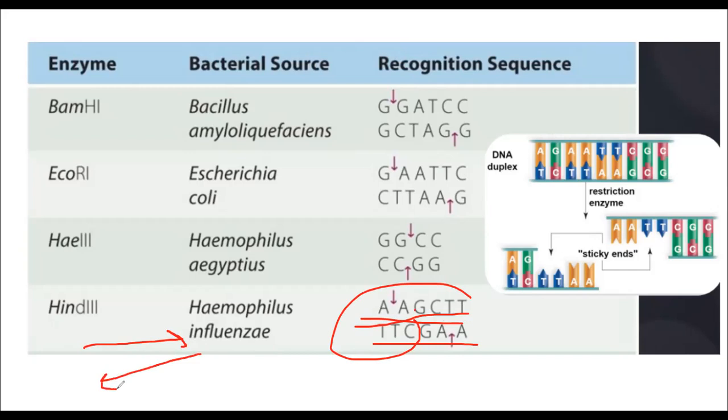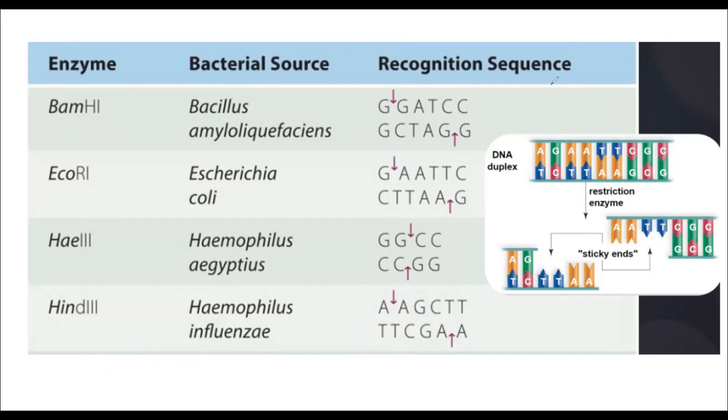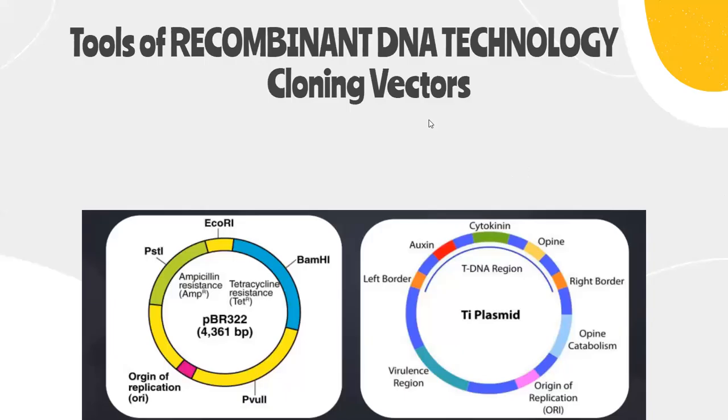Yeah, so they will cut the DNA and produce either sticky ends or blunt ends depending upon the cut. Fine. So this is one of the important and major tools in recombinant DNA technology or gene cloning. The next very important tool is the cloning vectors.